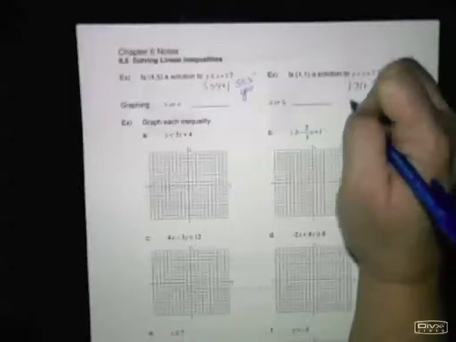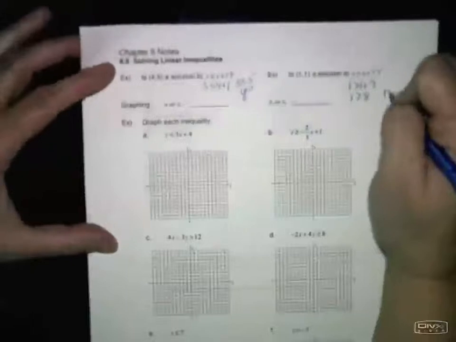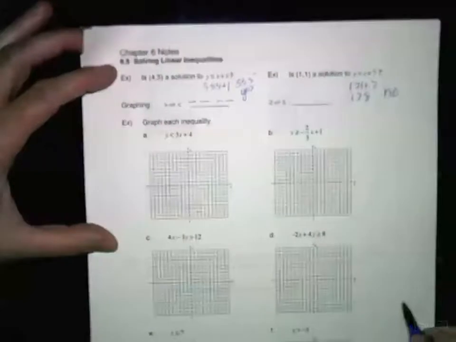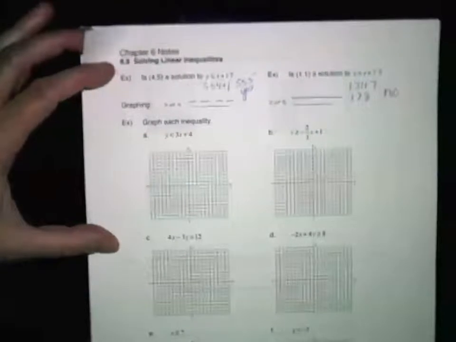Is 1, 1 a solution? Is 1 bigger than 8? 1 is not bigger than 8, so that would be a no. If you have a greater than or less than, you have a dashed line. If you have a less than or equal to, greater than or equal to, you have a solid line.